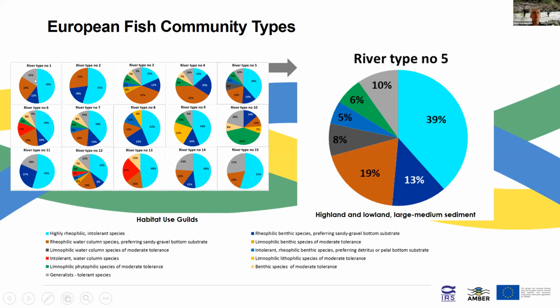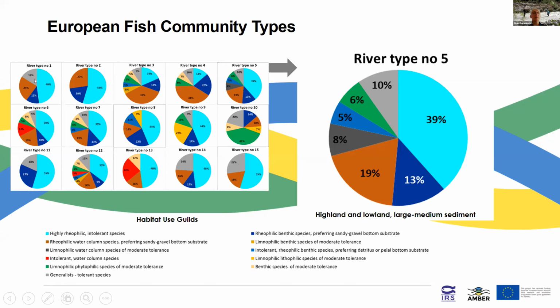So nowadays in our model, instead of looking for individual species, when we have a location of a river and the type of the river, we can say that in highland and lowland large medium sediment rivers, there will be 39% of highly rheophilic intolerant species, then they will be followed by rheophilic benthic species, 13%, 19% of rheophilic water column, and so forth. Of course, the continuation of this work was placing these communities or this macrohabitat distributions on the continent into the GIS map, and now you can identify specific locations and say what would be expected community composition in these rivers as it is conditioned by the habitat. So we are not predicting here communities, we are not predicting the populations, we are predicting here the habitat that would exist that would support specific fish communities.